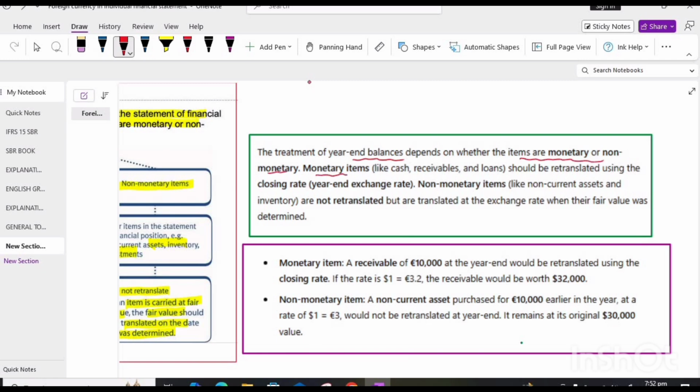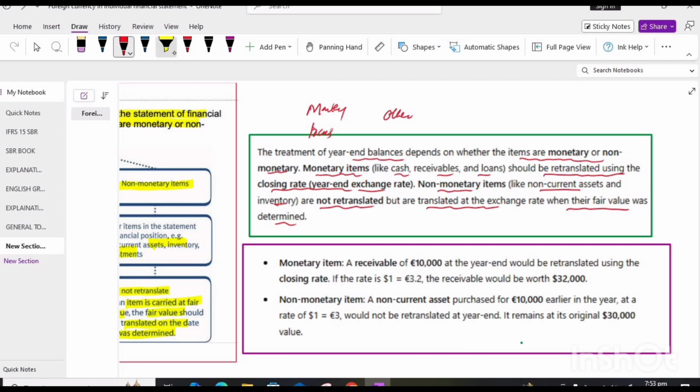So if the item is a monetary item, meaning cash, receivable, loans, then it should be retranslated using the closing rate, the year-end exchange rate. If the item is non-monetary, for example non-current asset, inventory, or other, it should not be retranslated, but translated at the exchange rate when the fair value was determined. So, if you have a monetary item, then translate. Otherwise, no need to translate. Clear?